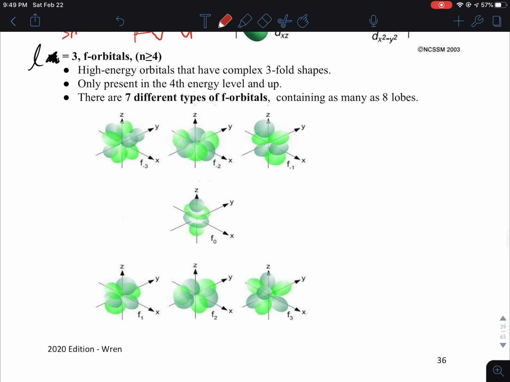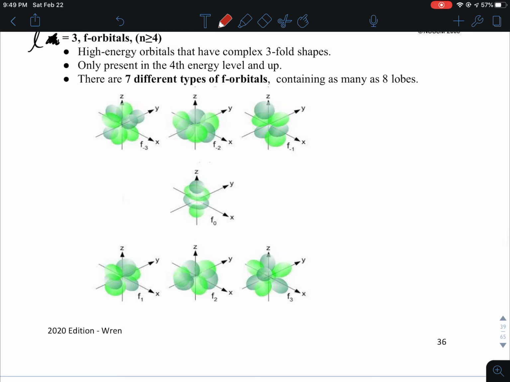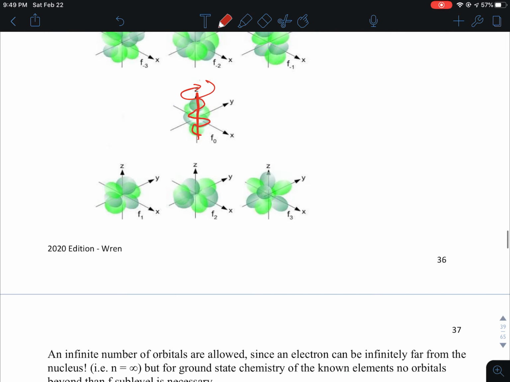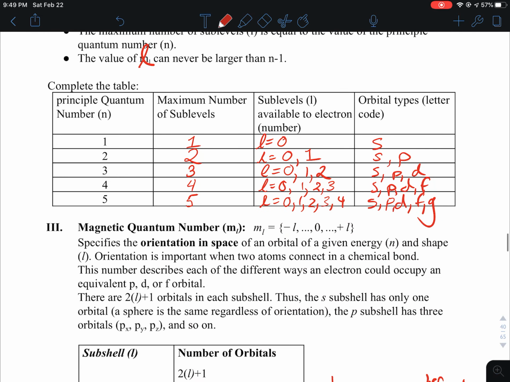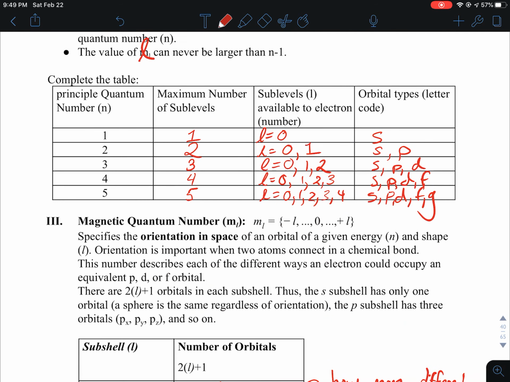F orbital, we have 3 divisions, or 3 folded shapes, 3 sort of cuts, and they're really wild. But again, you can kind of see a shape here that looks like that, and then just imagine spinning it this way, and this is the kind of shape you'd get. So when you read these L values, these are the shapes you want to read.